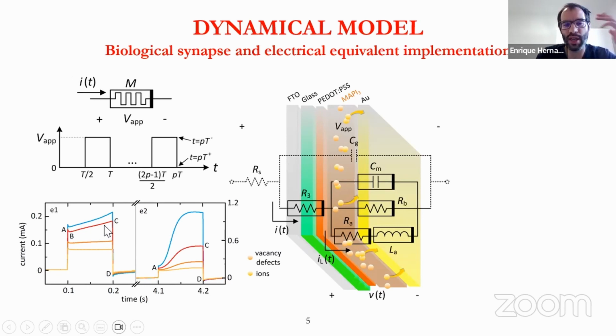And this is attributed, from an electrical point of view, to a chemical inductive feature, which Juan previously explained. But it is not very complicated to obtain this electrical equivalent circuit from this observation in the current response. The key of the long-term potentiation is the transformation of the memory effect, because the device is the same, but the response changes depending on the number of pulses.